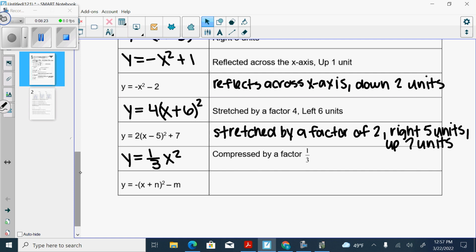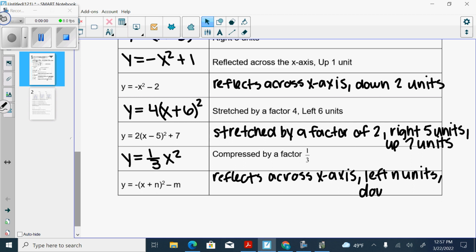Okay? All right, and then last one, it has a negative in front. What does the negative do? Good. So reflects across x-axis. Okay, then it says plus some number in the parentheses. What's that going to do? Right? So left, however many that number is. I'll just say left in units, since that's the letter they used. And then at the very end, they have a minus m. What's that telling us to do? Right. Down m units. Very good.